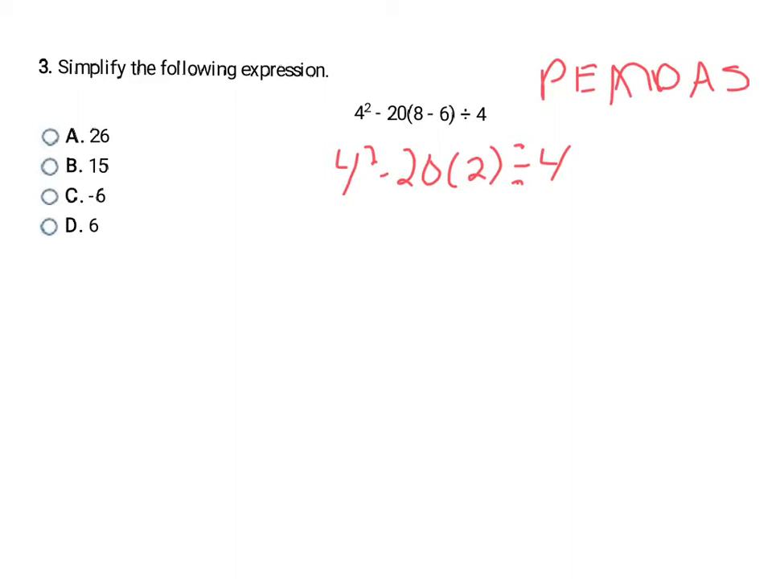So next thing I'm going to do is exponents, because these parentheses here, there's no operation in them for me to do. It's just showing multiplication. So 4 squared is 16. 4 squared means 4 times itself, so it's going to be 4 times 4. And then the next thing I'm going to do is multiplication and division. And I can do them left to right, whatever comes first, whether it's division or multiplication. So here I have 20 times 2 is 40.